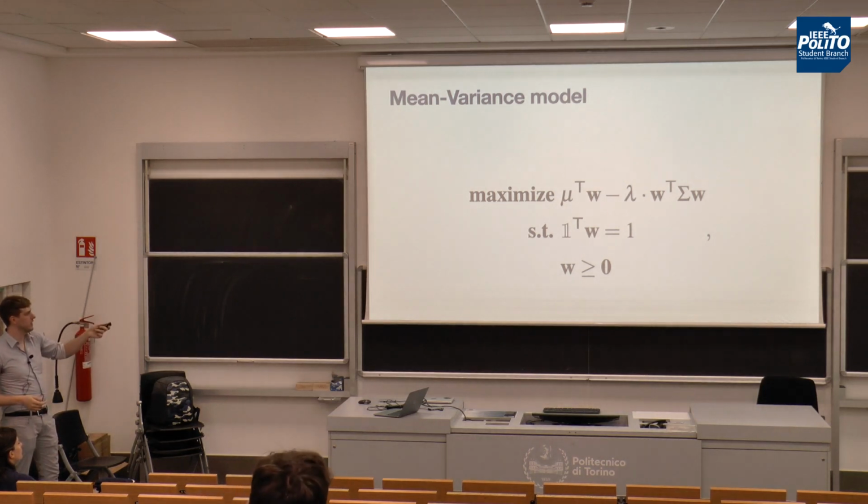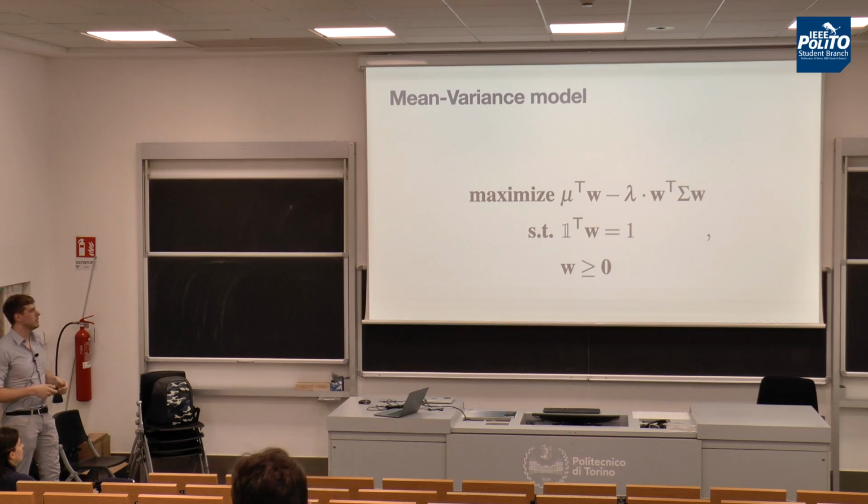Just a bit on the constraints. What does it mean that we want to have these kind of constraints? It means that the sum of W equals 1. W is the vector of all the weights that we give to the various stocks that we are selecting.